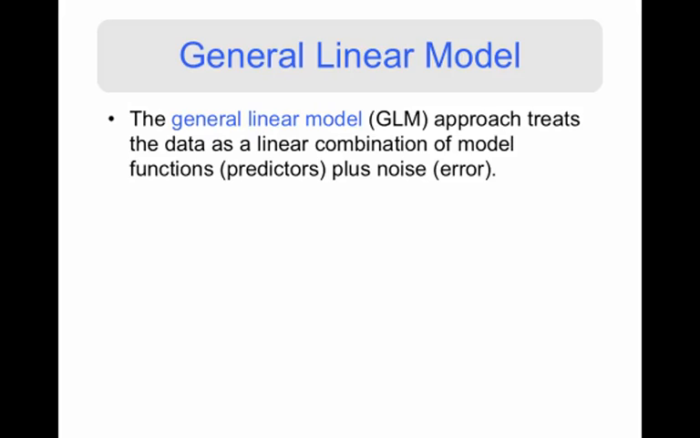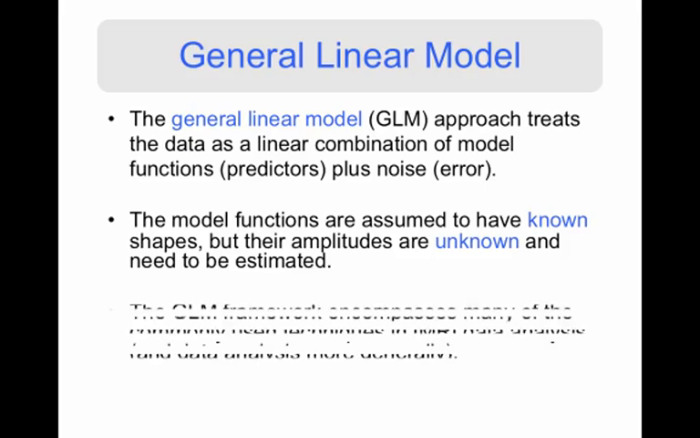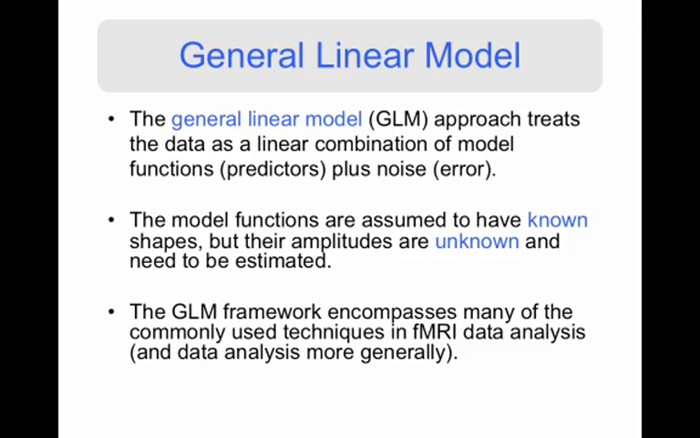The real driver in analyzing fMRI data is something called the general linear model. The general linear model, or GLM, approach treats the data as a linear combination of model functions and noise. The model functions are assumed to have a known shape, and the only thing unknown about them is their amplitude or magnitude, and that's what needs to be estimated. The GLM framework is popular because it encompasses many of the commonly used techniques in fMRI data analysis and data analysis more generally.